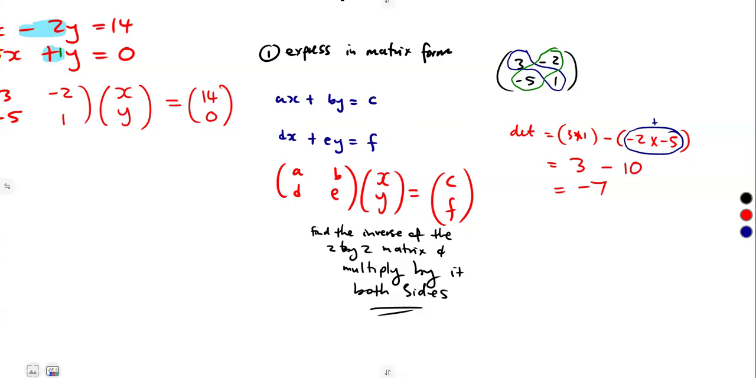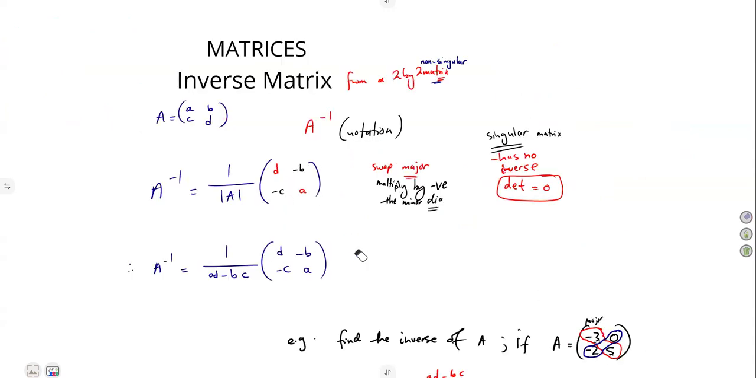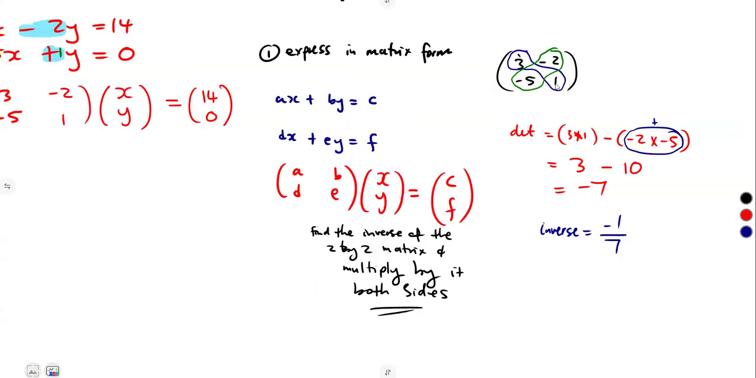So therefore, the inverse is now going to be 1 over the determinant, 1 over minus 7, so it is minus 1 over 7. What happens from that 1 over determinant? You swap what was in the major diagonal. So you simply swap, that's 1 here and 3 here.